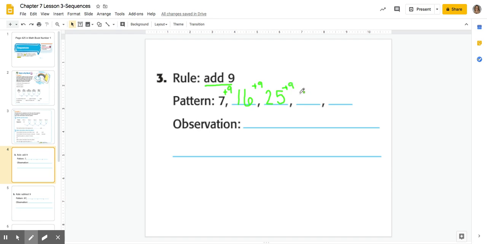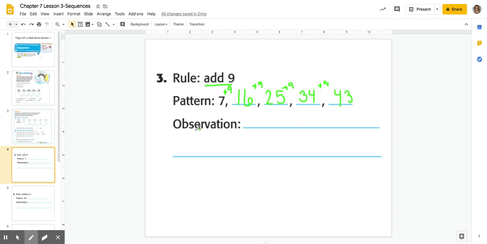25 plus 9 is going to give us 34. And we're going to add 9 one last time. And we're going to get 43.